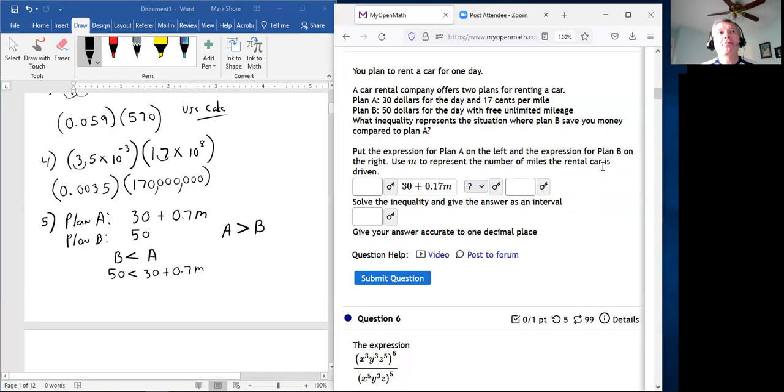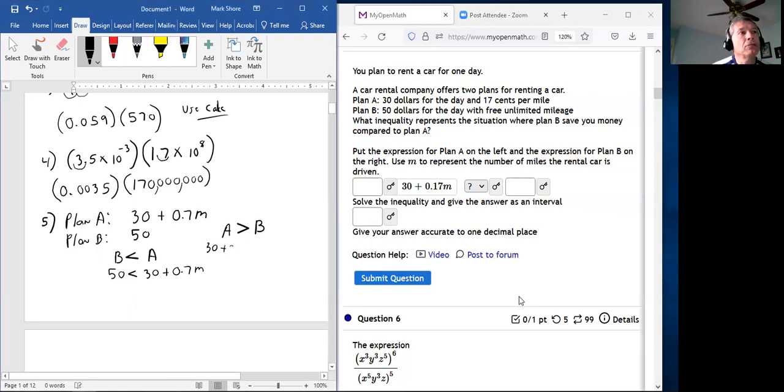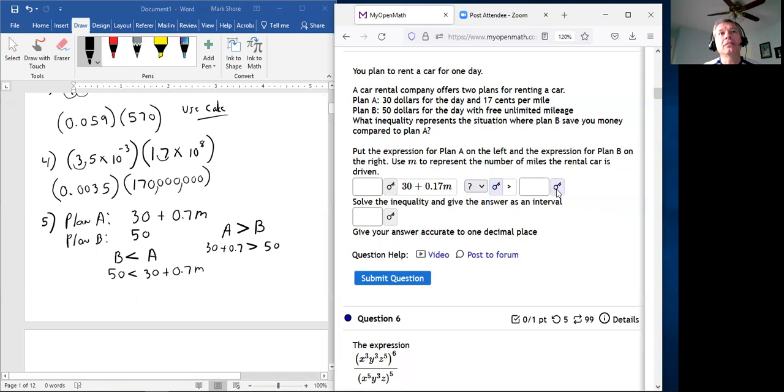Yes. Yeah, plan A on the left, and put plan B on the right. So here's plan B. And it does say plan B saves you money. So in other words, B has to be less than A or A has to be greater than B. So that's why we needed the 30 plus 0.7 M on the left-hand side, and it needs to be greater than 50 on the right. So this says greater than, and this says 50. And then it says solve it.